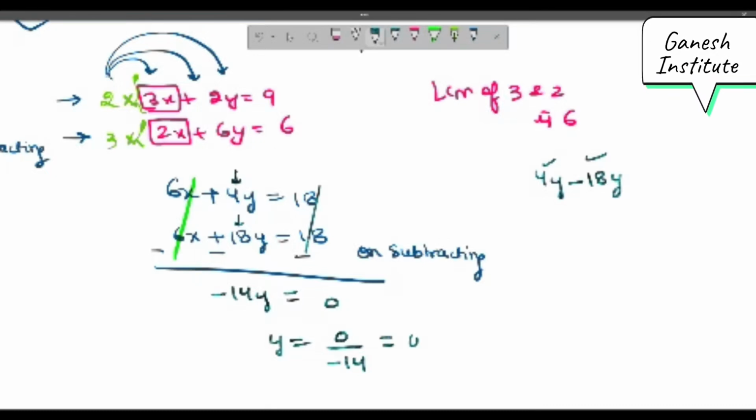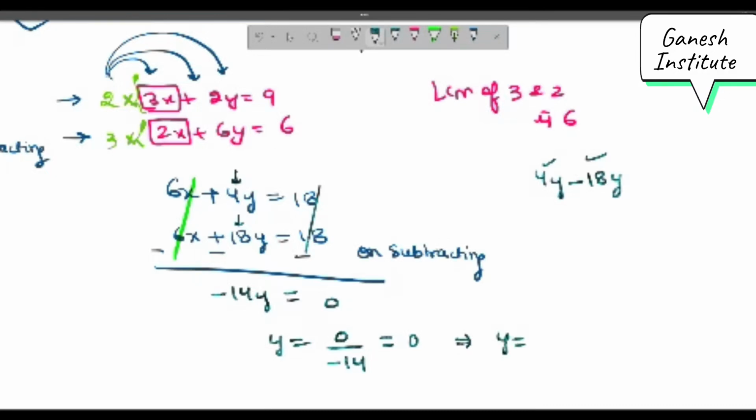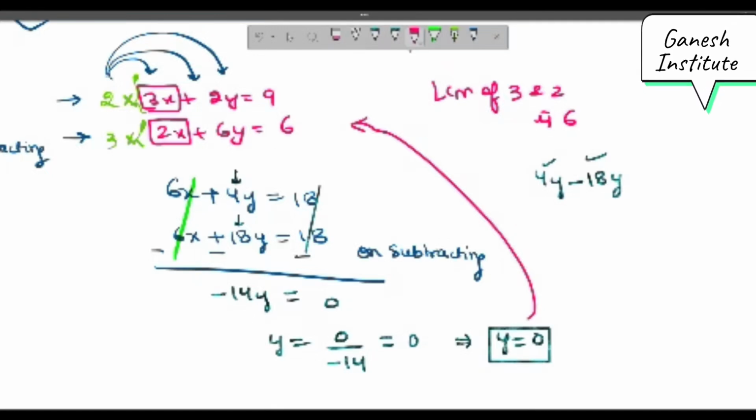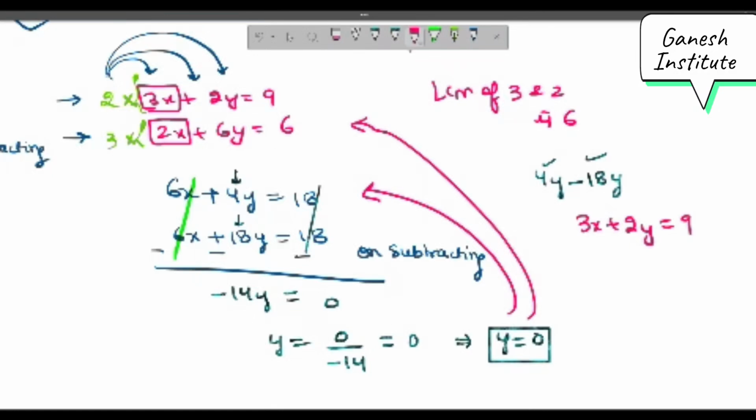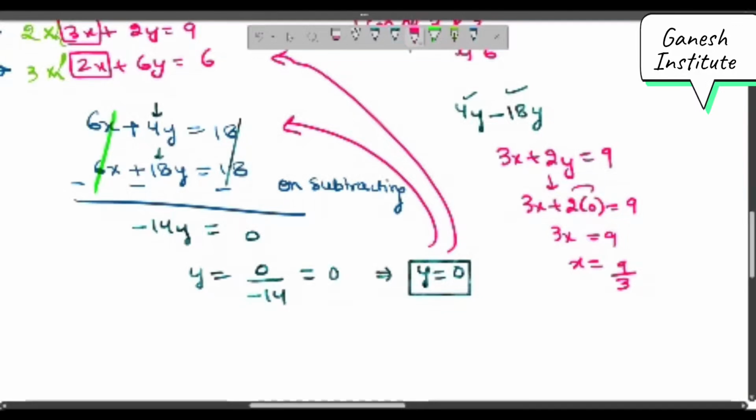0 by, that'd be 0, is it not? Yes. So once you get one variable, you can just put this back into either this equation or this one, whatever you like. So 3x plus 2y equals 9. If you substitute here y as 0, you will get 2 times 0 is 0. X becomes 9 over 3, that is 3.